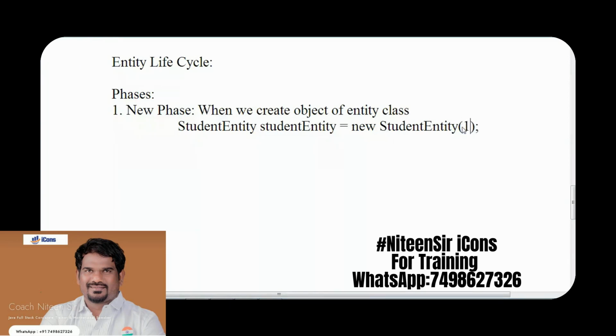You can write a record like 101, then I put here Jam, comma, 60. This is the record of that student. So as I create an object of this one, it comes into the new phase of an entity life cycle. Then there is another phase.